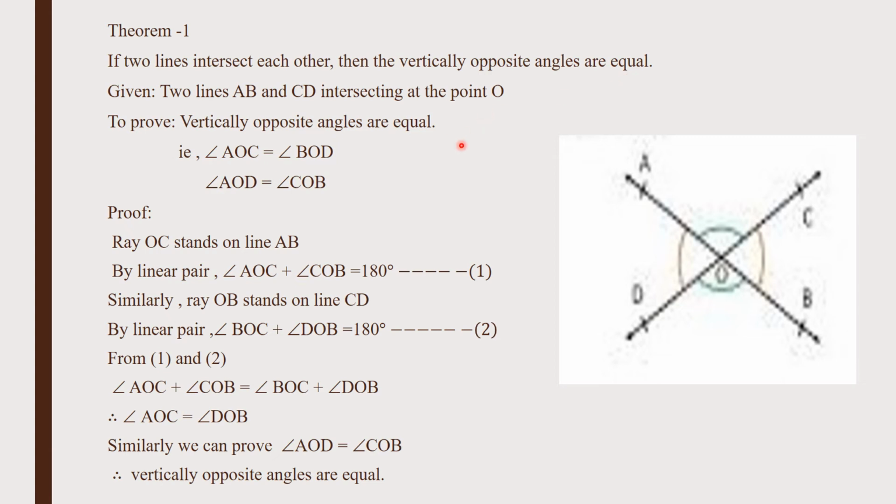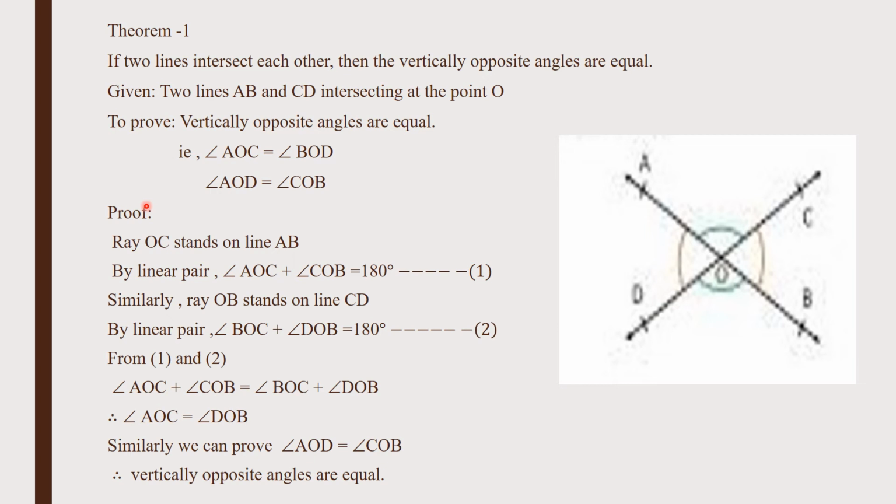To prove a theorem, we need the following conditions. First, write what is given in the statement. Second, what we need to prove. Third, if there is any construction, that should be written as third. And finally, proof. That means how we are going to prove it.